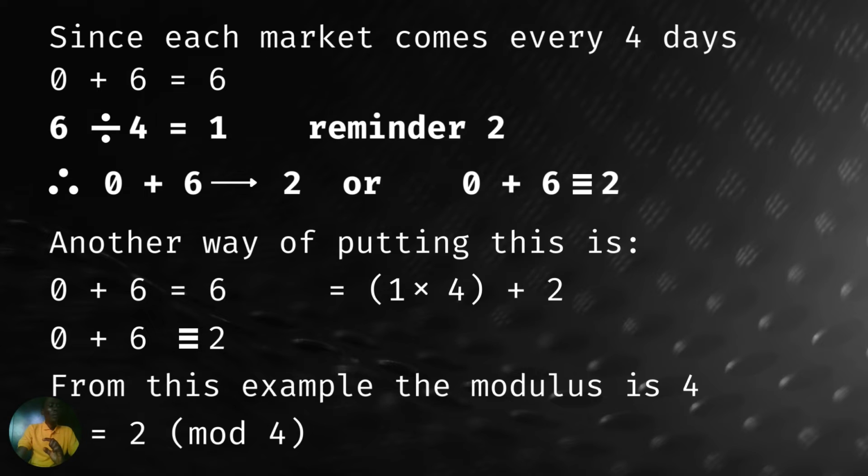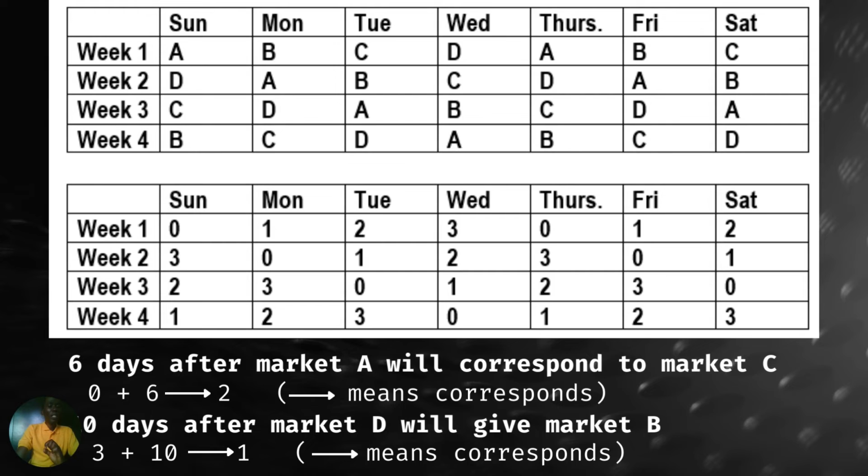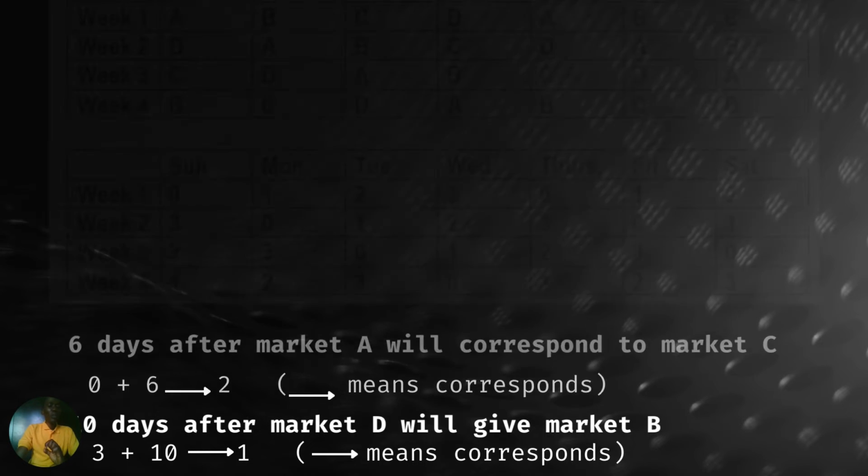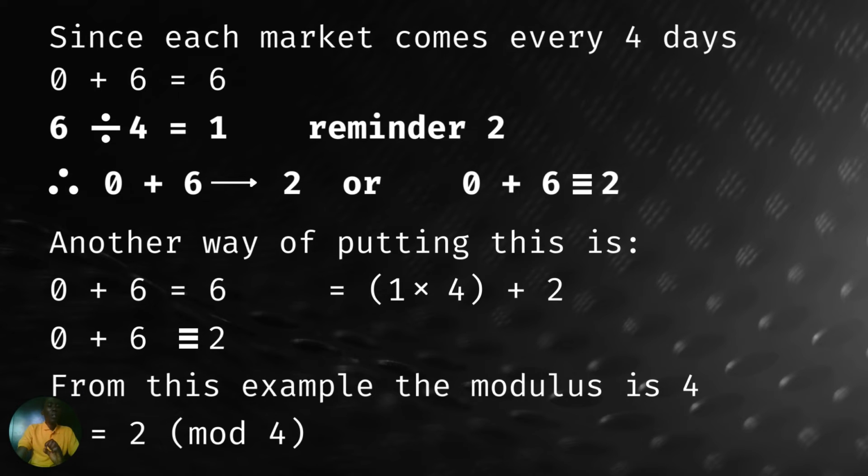So therefore, if we have market day 0 plus 6 days, it will correspond to 2. And if you go back very well and check, you find that it truly corresponds to 2. So that is how we go about looking for modular arithmetic. So 6 days from market A is equivalent to 2. Another way of putting this: 0 plus 6 days is equal to 6.